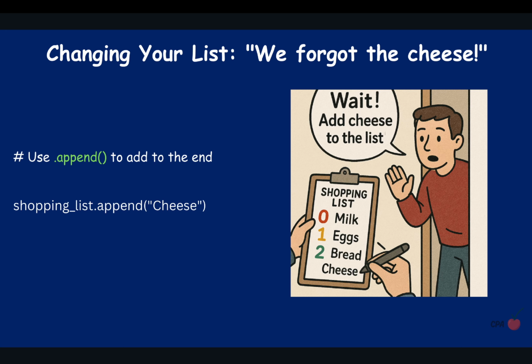To add a new item to the very end of a list, we use a special command called append. Think of append as meaning add to the end. We just tell our list which item to append, and Python handles the rest. For example, here we're appending cheese to the end of the list. So the cheese will be added at position 3 to our existing list. All right, let's see this in action and build our own shopping lists.